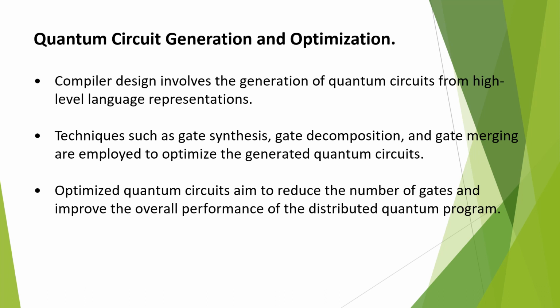This is the aim of the quantum circuits: to reduce a large number of gates to a smaller number of gates to improve the overall performance of the distributed quantum programs. Compiler design involves the generation of quantum circuits from high level language representations to low level languages. Techniques such as gate synthesis and decomposition are employed to optimize the generated quantum circuits. Moving to the next slide.